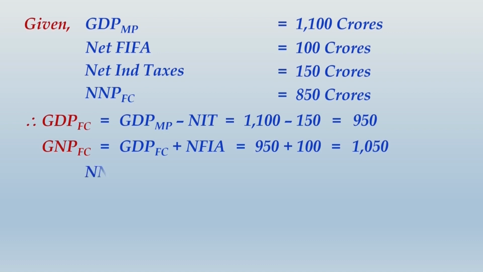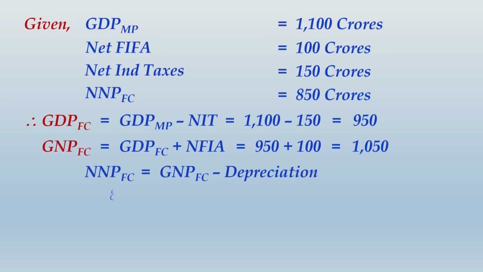Net national product at factor cost, that is the national income, it will be GNP at factor cost minus depreciation. Now what we know is NNP at factor cost as 850 crores, correct? This one is 850 crores, and GNP at factor cost we just computed as 1050 crores. Finally, we can conclude that depreciation has to be the difference between these two.